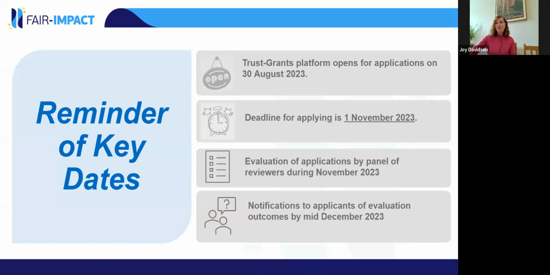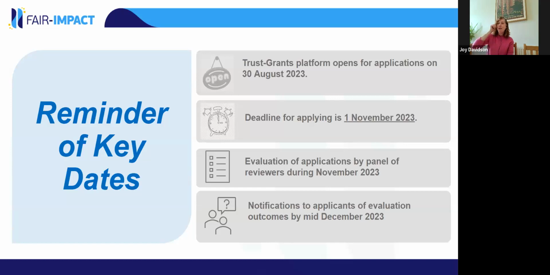A reminder of the key dates. You've heard this a few times already, but just to remind you again, all 3 of the support programs will open for applications on the 30th of August. So Wednesday this week, you'll be able to go to the grants platform and start to put in your applications. We'll leave the applications open for 2 months, and this is to meet European Commission guidelines on allowing people a good amount of time to apply. So the deadline for applying is the 1st of November, and that will close at 5 p.m. European time on the 1st of November. So if you're getting your application ready, make sure to click submit by the 1st of November.